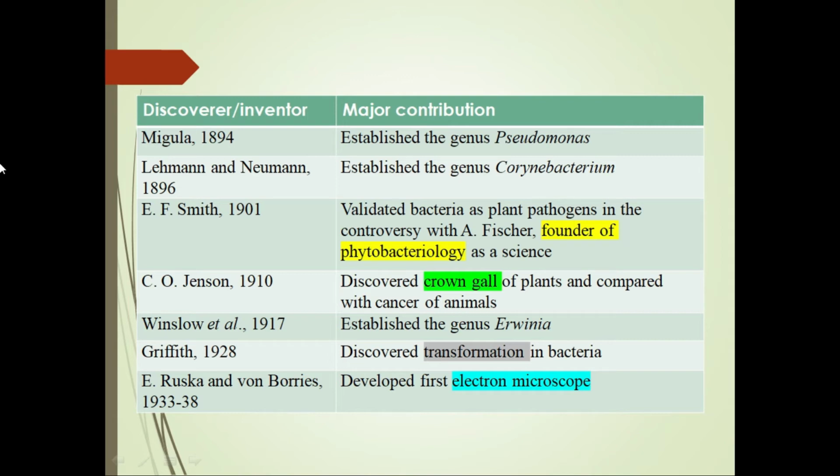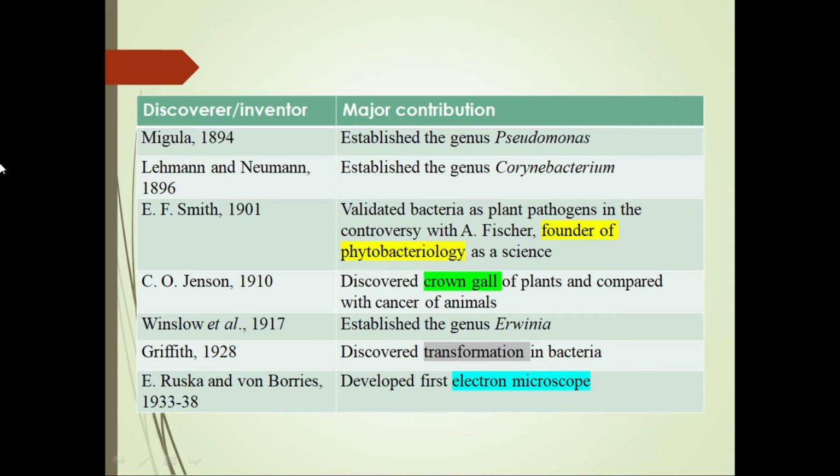Then the genera were discovered like Pseudomonas, Corynebacterium. Then one important figure in plant bacteriology is E.F. Smith. He validated bacteria as plant pathogens in the controversy with A. Fischer. E.F. Smith is the founder of phytobacteriology as a science. He has a lot of contributions in the subject plant bacteriology. So we can call him as the father of plant bacteriology.